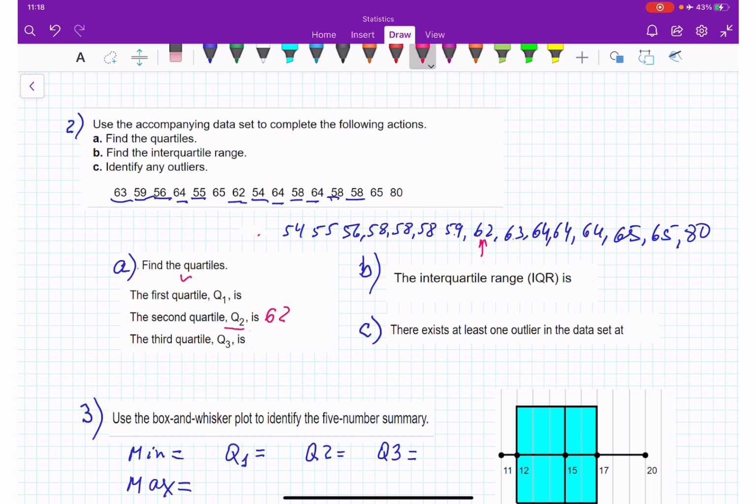Now, next we need to find the first quartile. So how many do we have here? Or you can do the third quartile, it doesn't matter. So we have 1, 2, 3, 4, 5, 6, 7. Since there are 7, it's going to be 58. And the same way, if you go through the upper part of this data, it's going to be 1, 2, 3, so 64.